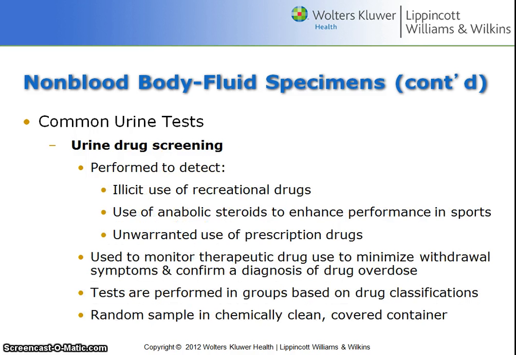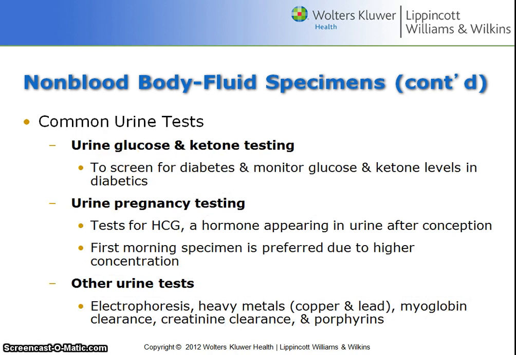The urine drug screen, performed to detect illicit use of recreational drugs, anabolic steroids, and unwarranted use of prescription drugs. Urine glucose and ketone testing to screen for diabetes and monitor glucose and ketone levels in diabetics. The urine pregnancy test, testing for HCG in the urine. And then there are several other urine tests listed below.